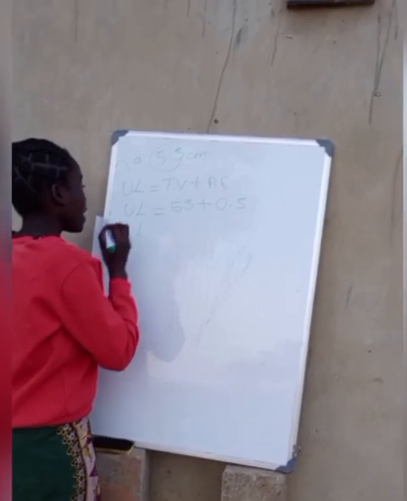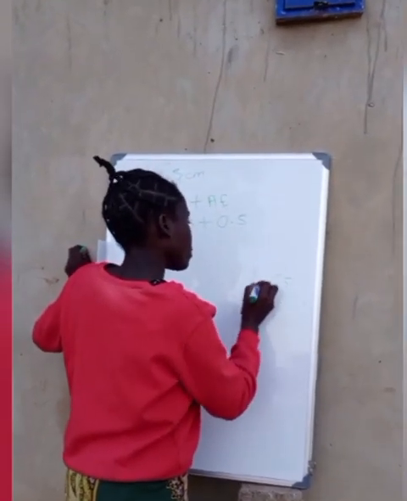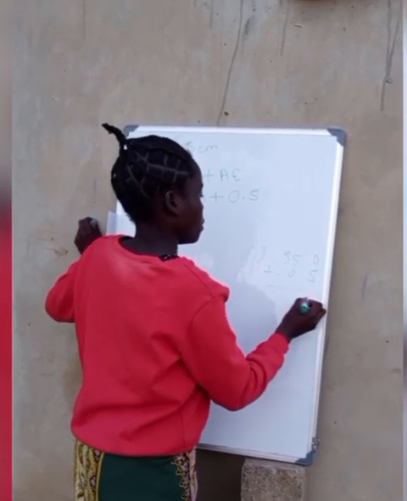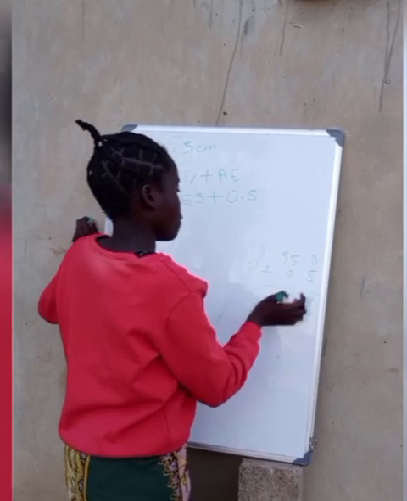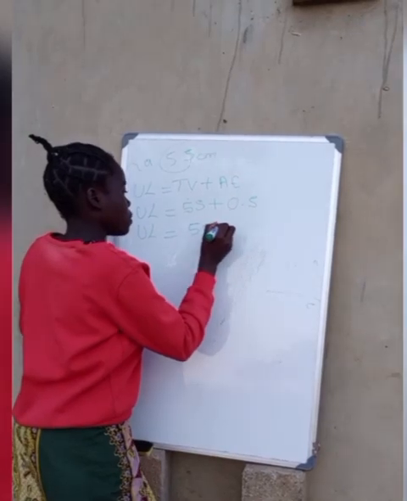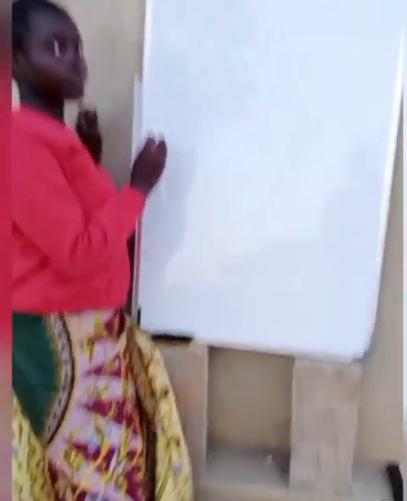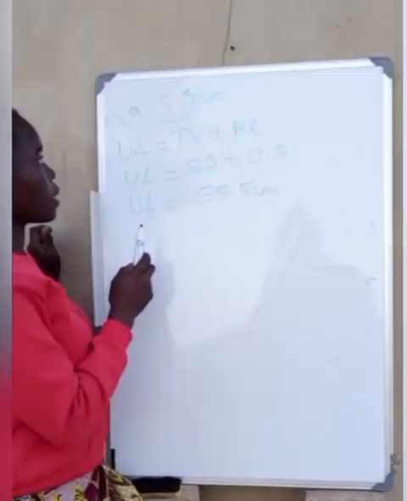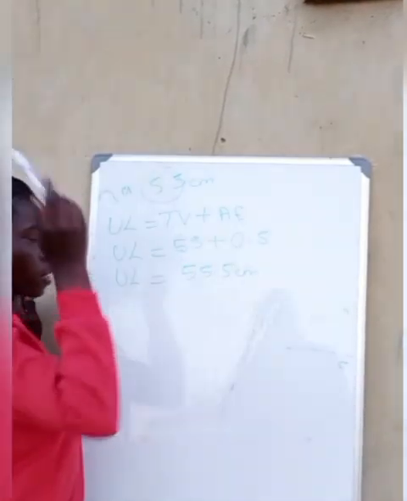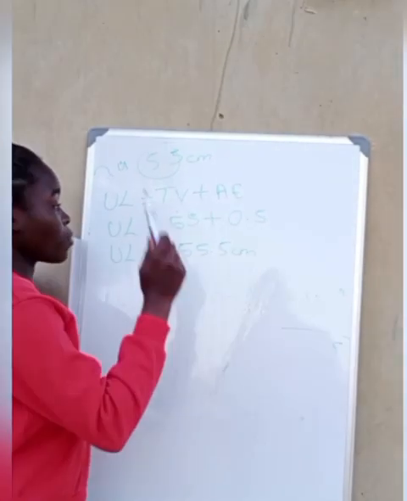So the upper limit is equal to, when you add these two, 55.5 centimeters. In short, the upper limit is going to be more than the lower limit, because for the lower limit we're subtracting, and for the upper limit we're adding.